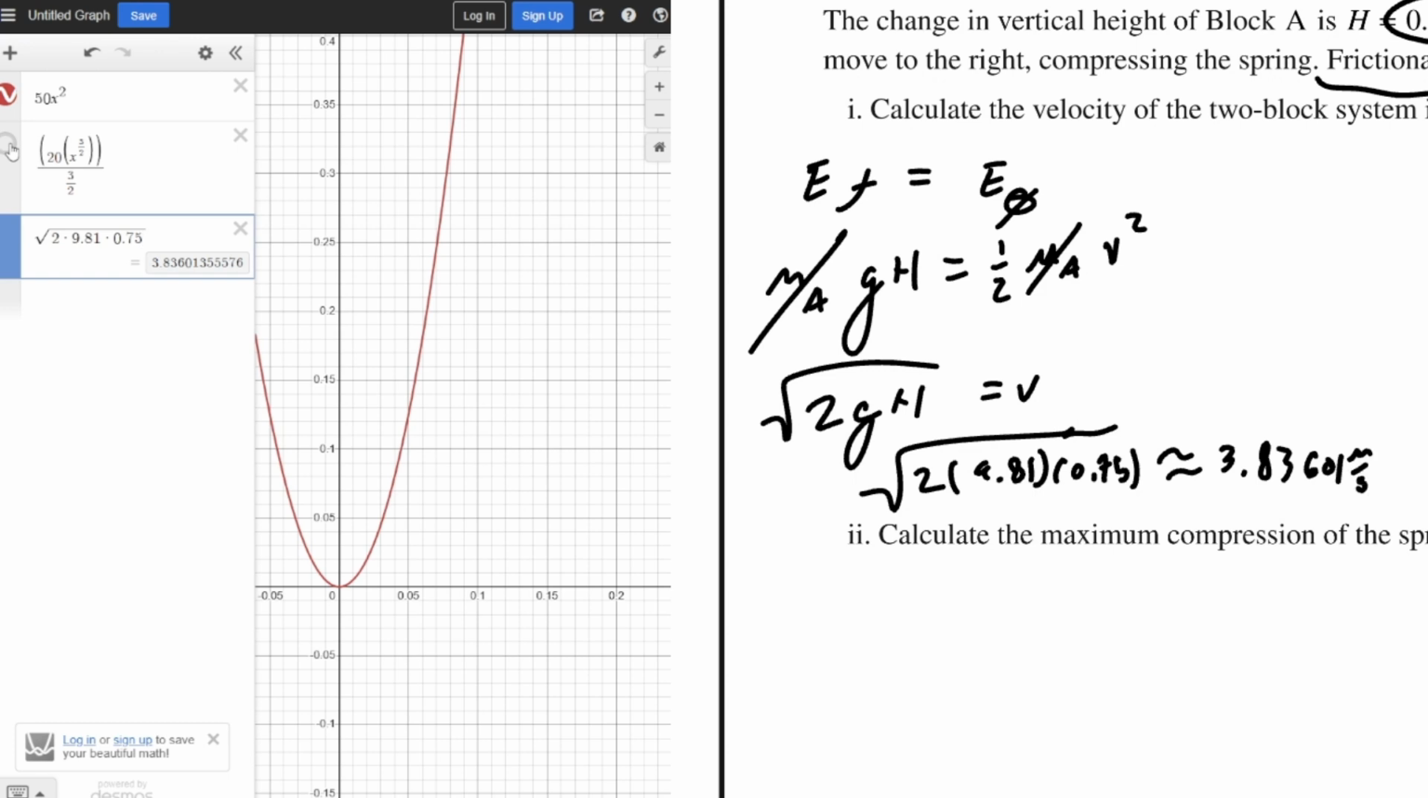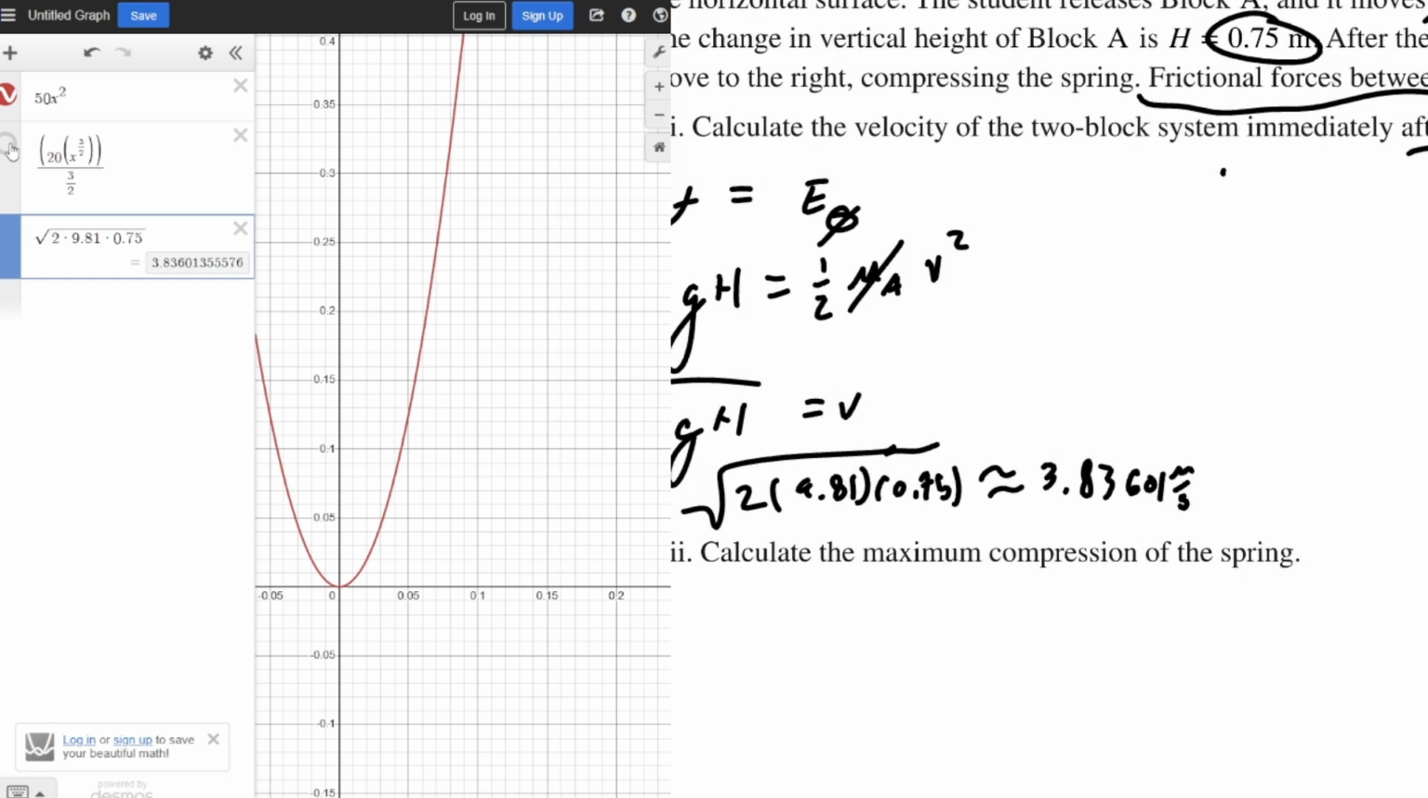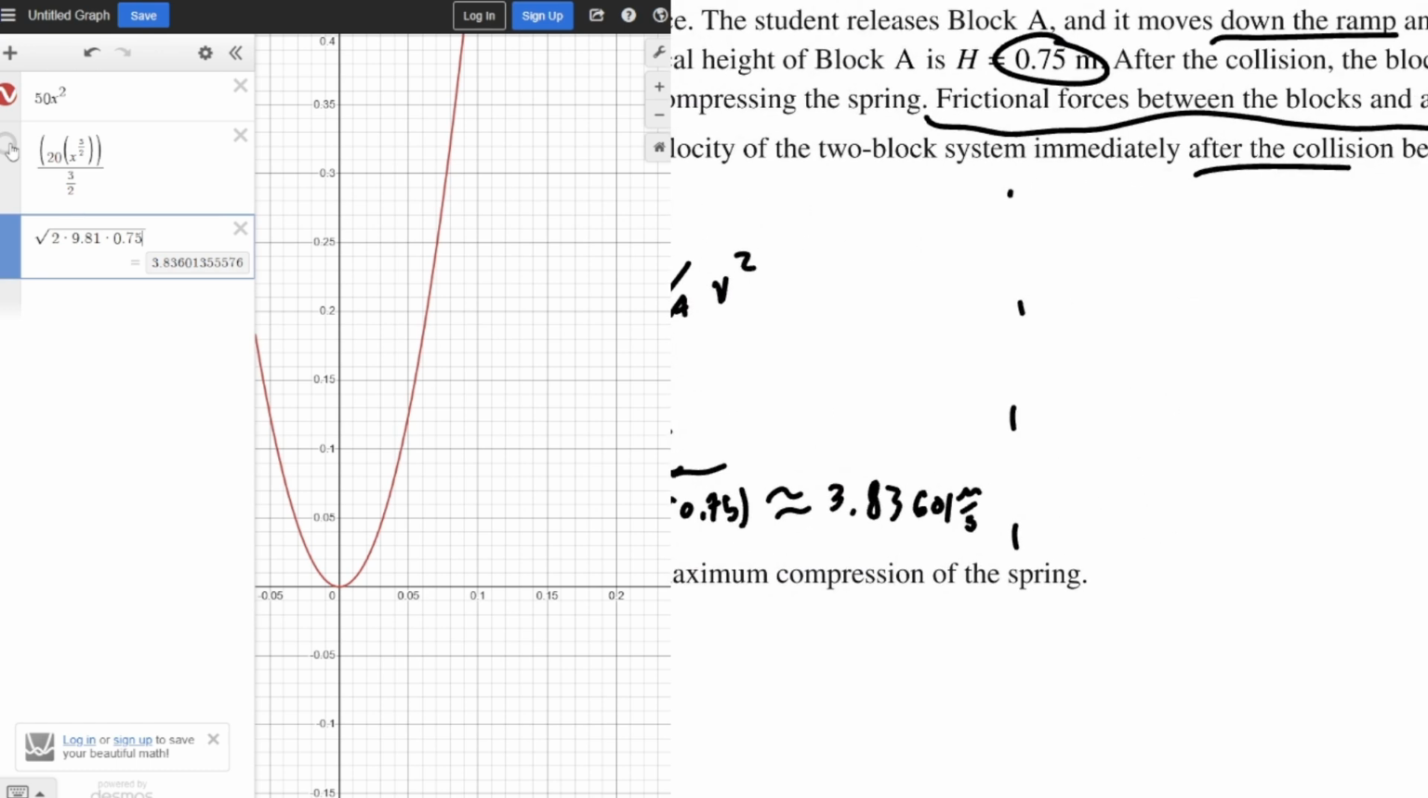3.83601 meters per second. Great. So we'll leave that there. We're not done yet. We're going to call that V naught. Now we're going to do the momentum part of this problem.